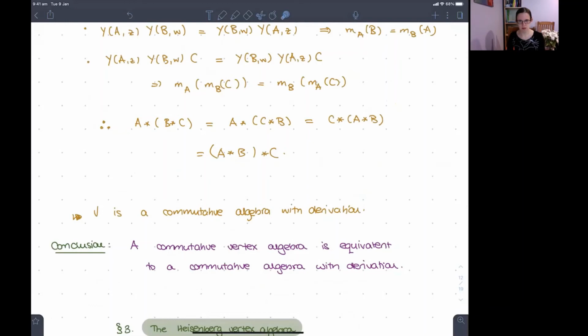So those are our first examples, and the next example is the Heisenberg. Are there questions so far? I guess there's more to show in that conclusion, because you need to know that the rest of the vertex algebra structure was the one that came from the derivation. Yeah, that's fine.